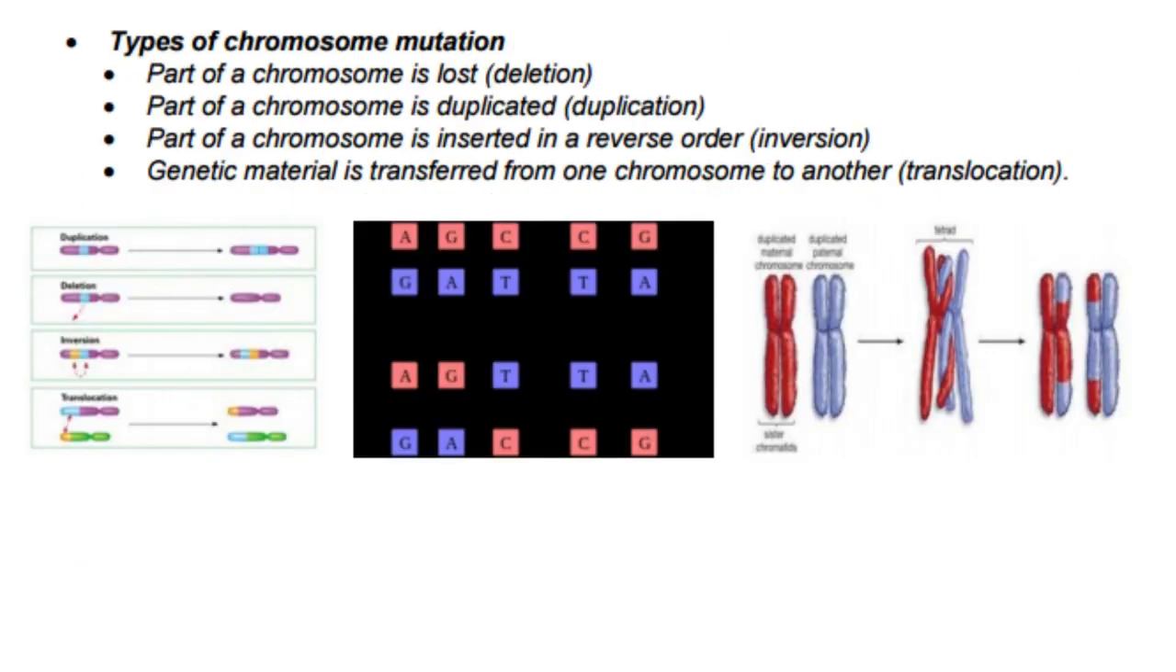Types of chromosome mutation. Part of a chromosome is lost: deletion. Part of a chromosome is duplicated: duplication. Part of a chromosome is inserted in a reverse order: inversion. Genetic material is transferred from one chromosome to another: translocation.